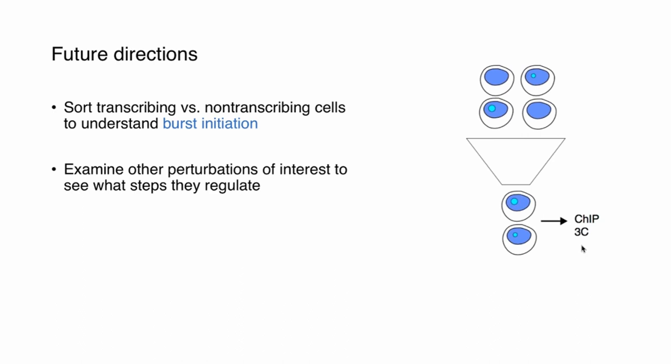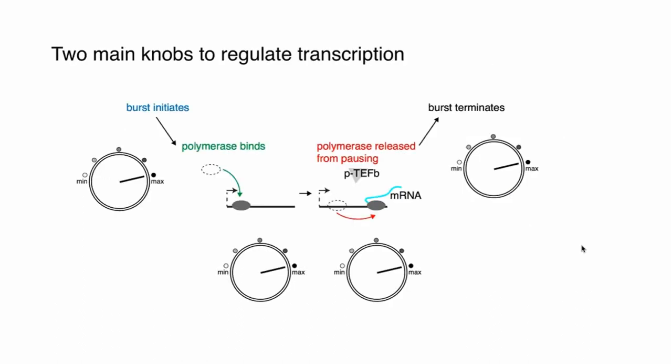And this is the takeaway that I want you to remember from the talk, which is that if we're trying to understand how transcription is regulated, how a gene is turned up during differentiation, the two main steps that get changed are burst initiation rate and polymerase pause release rate.